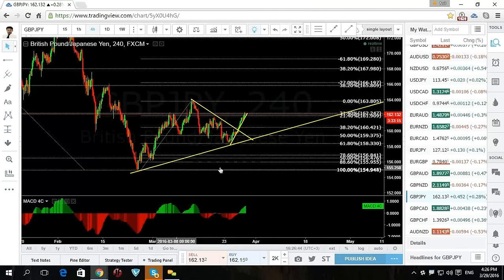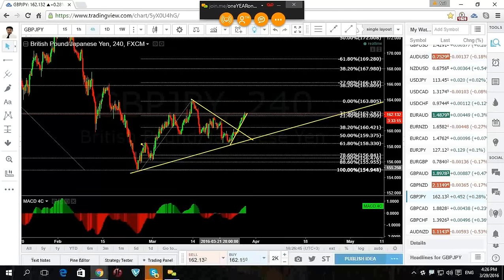It will make corrections. Look at this. They made a correction, and then they went up. So you want the correction, and then you're going to go up.